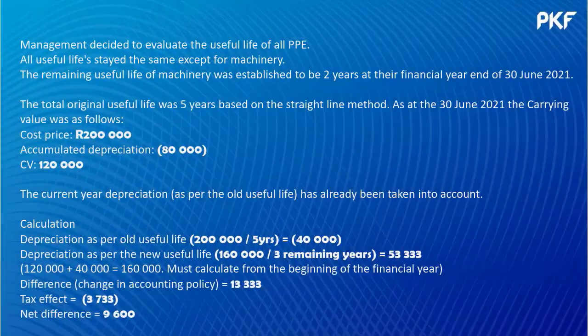For example, we will have a note in our financial statements, change in estimate. The useful life of machinery was estimated in the 2019 financial year to be 5 years. In the current period, management has revised their estimates and concluded that it only has a remaining useful life of 2 years. The effect of the revision has increased the depreciation charges for the current and future periods by 13,333. The tax impact on this is 3,733 Rand.